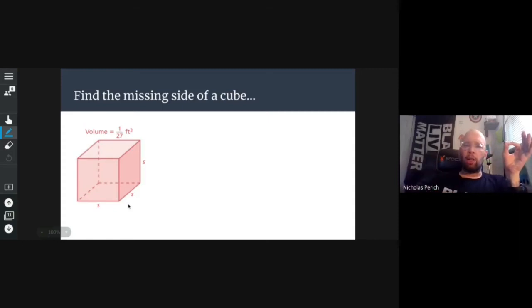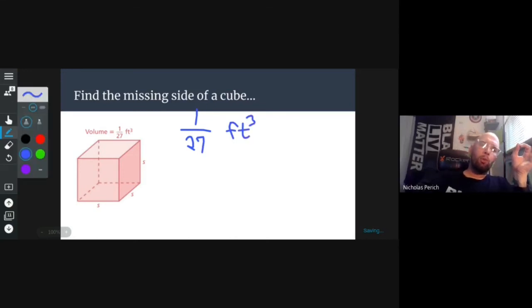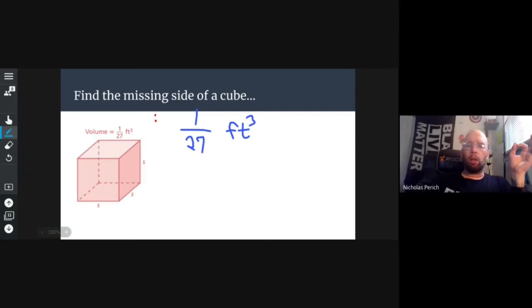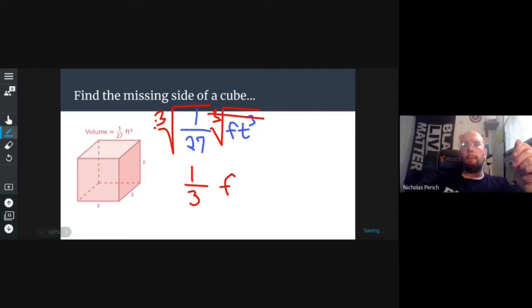What does that look like? Well, the volume is 1/27 feet cubed. So how do I take the cube root of the volume? Well, I'm going to cube root that, and I'm going to cube root that. I'm going to cube root everything. The cube root of 1 is 1. The cube root of 27 is 3. And the cube root of feet cubed is just feet. And that's it.